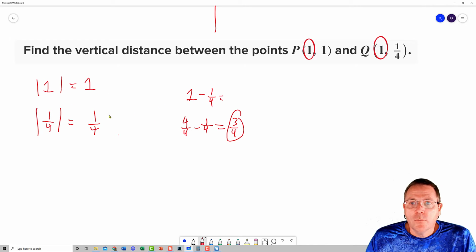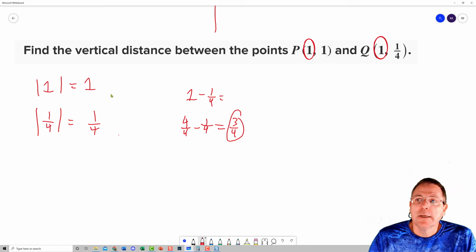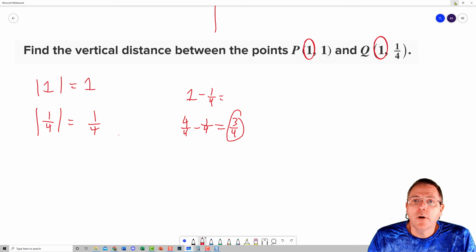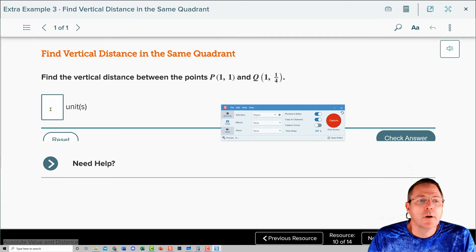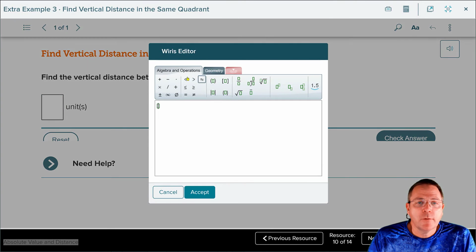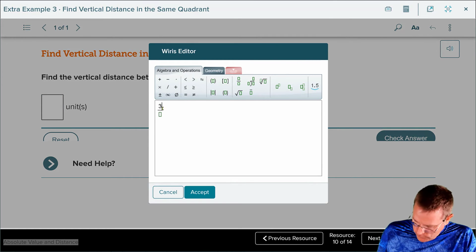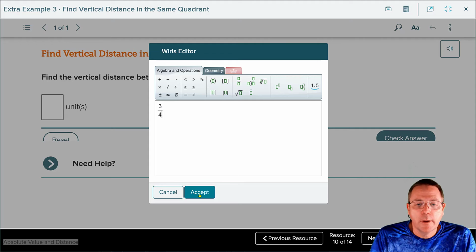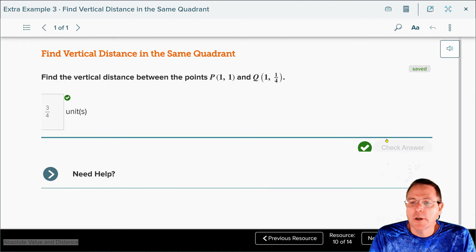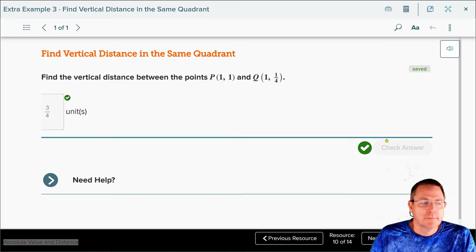This is showing your work. Yes, you still have to show me the absolute value of the positive numbers as well. This is showing your work. If I see anything less on each and every one of the problems, you will have done them just for fun. Type in our answer here. It is a fractional version of 3/4. Accept and check, and our problem checks.